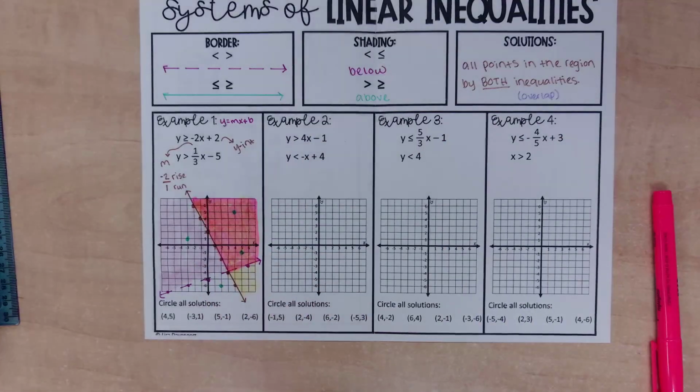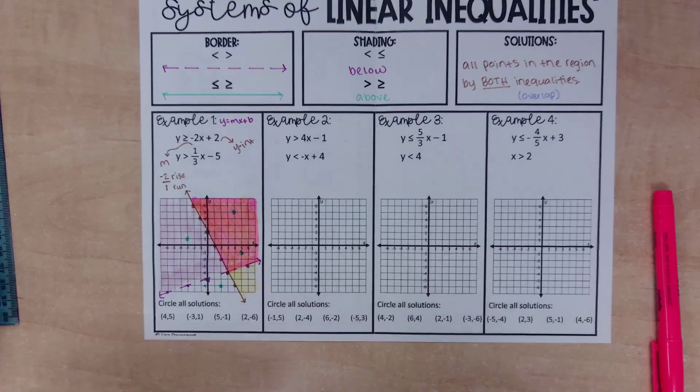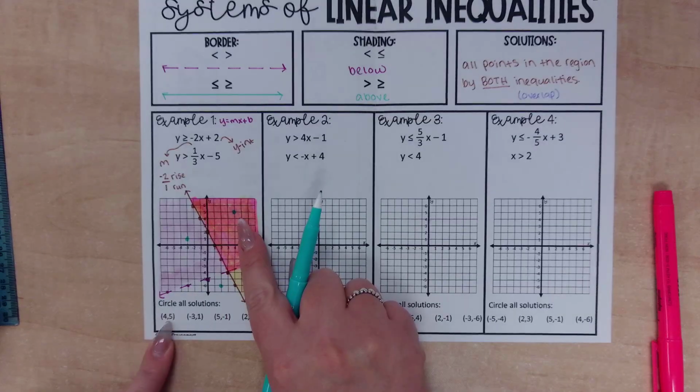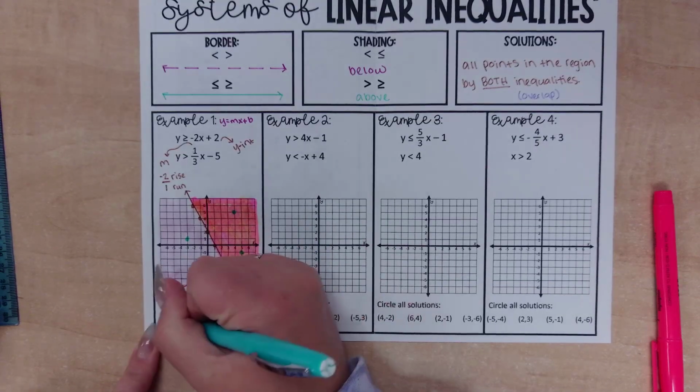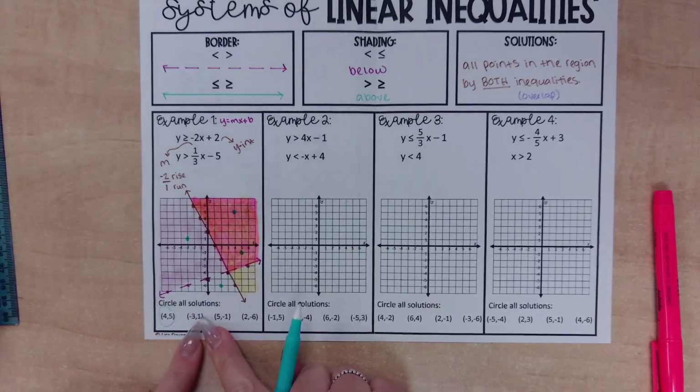And what your task is to figure out which of these ordered pairs are in the shaded regions where they overlap, and pay attention to if any hit the line. In this case, none of them hit the line, so I don't need to worry about that. 4, 5 is in the combined shaded region, so that would be a solution.